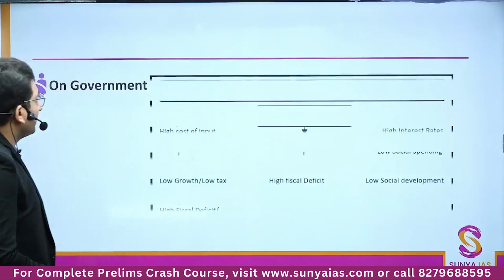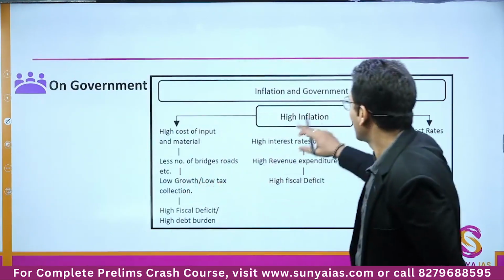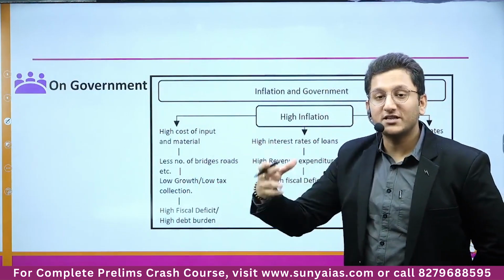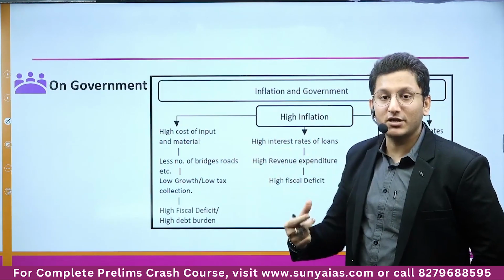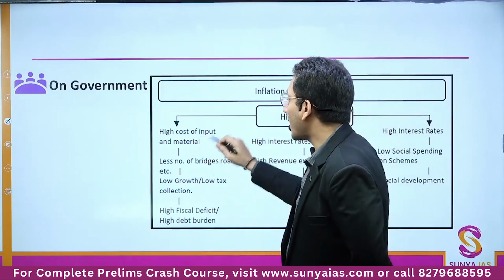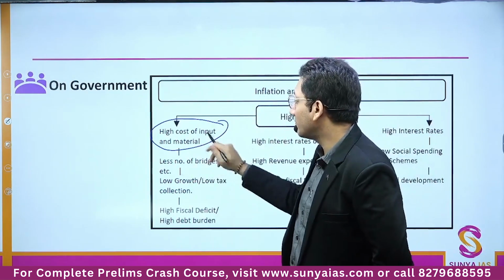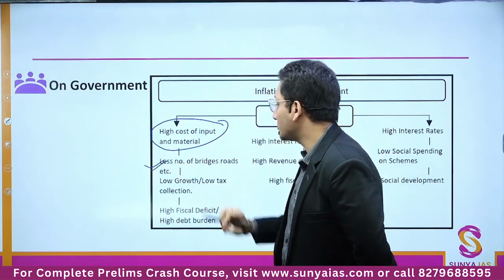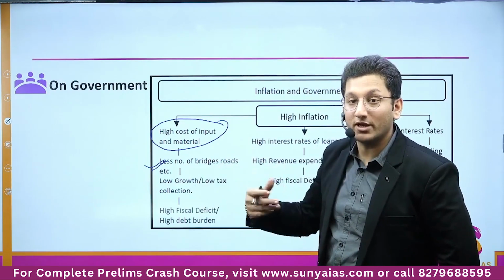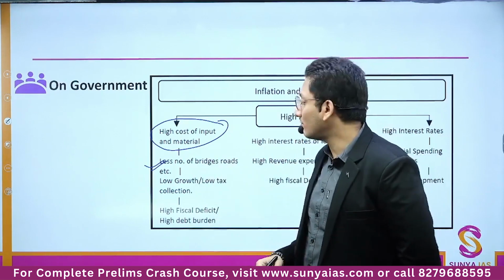Chalo ek bar government ka bhi dekh lete hain. Dekhiye, इधर देखिए, सबसे पहले इन्फ्लेशन का, if we have high cost of, see government also provides infrastructure measures. ठीक है, वो इन्वेस्ट करते हैं इंफ्रास्ट्रक्चर में, they make new infrastructures, so they work like industries too. So basically if they have high cost of input and material, सपोज कीजिए कि उनको ब्रिज बनाना है, if they have high cost of input and raw material, there will be less number of bridges और roads. बिकॉज अब सपोज कीजिए कि पहले कोई रोड अगर 20,000 करोड़ में बन रही थी, अब उसको बनाने के लिए अगर 25,000 करोड़ चाहिए, then you will be having less number of roads and bridges.